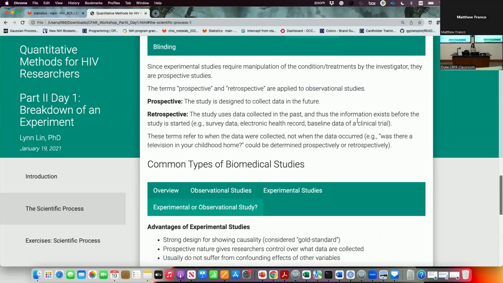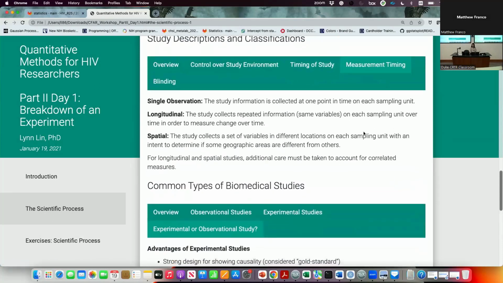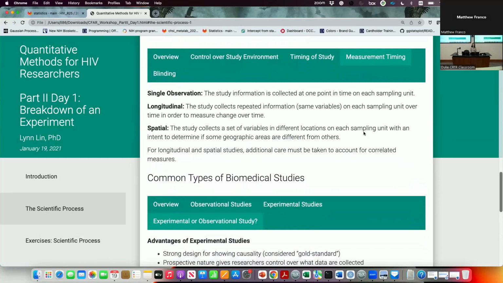Okay. And the measurement, right? So obviously it involves, do you measure, for example, the patient one time, or do you measure them multiple times, right? Which is longitudinal, right? And also spatial, that is, instead of measuring, for example, patients from one hospital, you want to measure people across different hospitals. That's spatial, right? Different locations. Okay, and then you can have a single observation, right? You just want to collect data at this single time point, right?